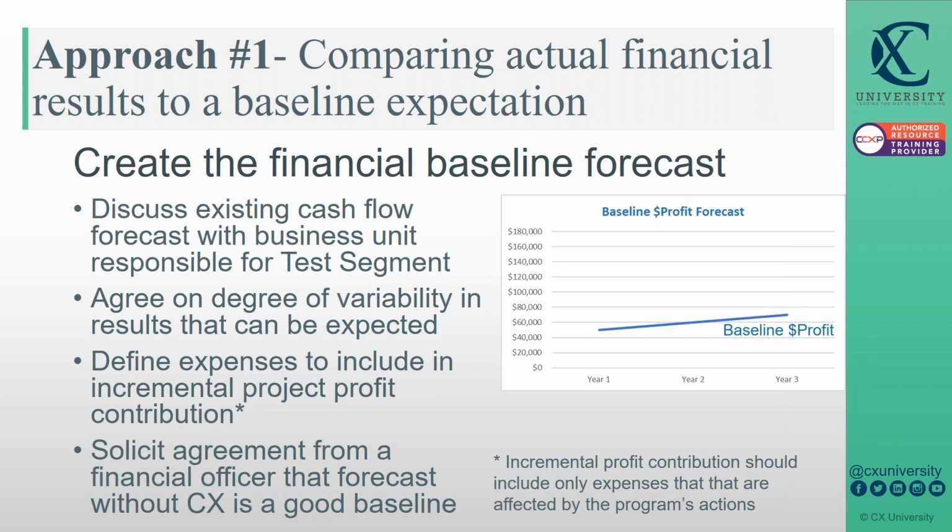To do this, you really need to talk to the business unit responsible for the test segment to discuss their existing cash flow forecast and get agreement on a baseline. And you also need to agree on and understand the degree of variability that they expect. And again, you want to be sure you're looking for a segment where you expect not a lot of variability. The third thought is to define expenses to include an incremental profit contribution.